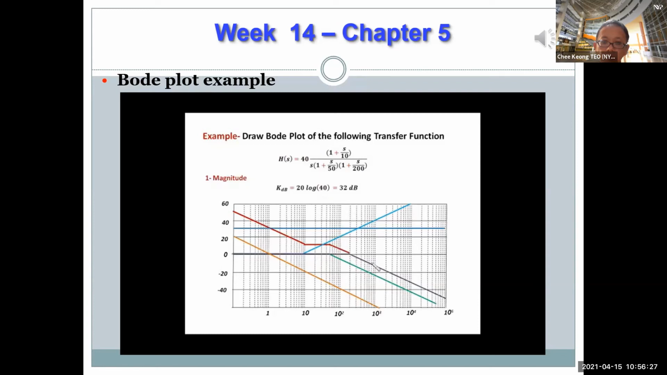And now I'm going to add to this line, which has a slope of minus 20, another minus 20, and that will give us a minus 40 dB per decade slope, and that's what we have. So this is the Bode plot that we have. If I delete all other segments, I will end up with the Bode plot that I want. This is the magnitude plot for this transfer function.